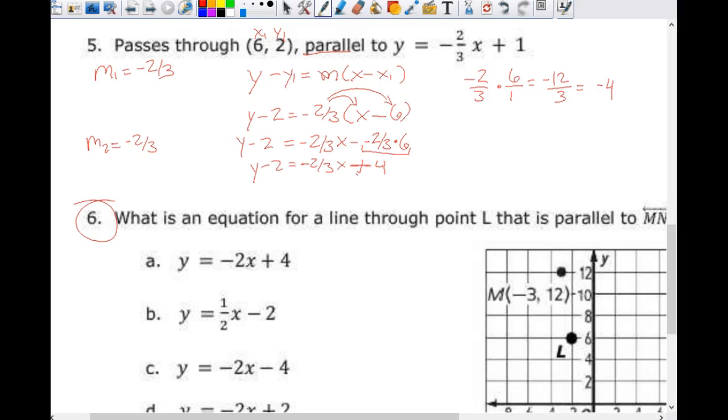So, +2 on both sides. And our answer is going to be equal to y equals -2/3 x plus 6. Are you ready to move on? Yep. Moving on.